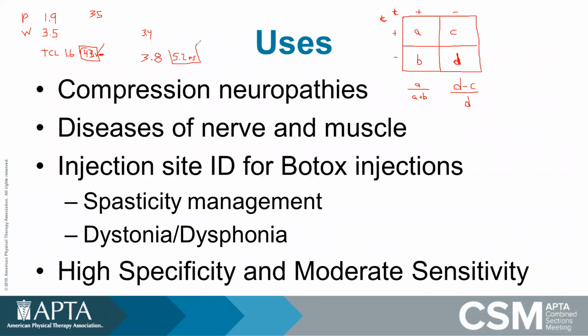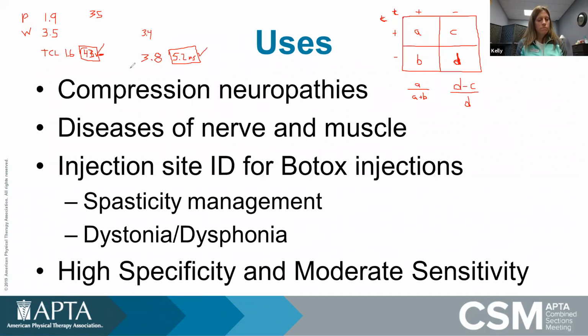there's a big red box. A person with a median motor distal latency of 5.2 milliseconds, that is a highly specific test that is positive. A highly specific test that is positive helps to rule in the presence of the condition. Does that make sense?